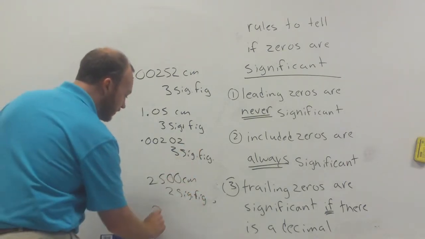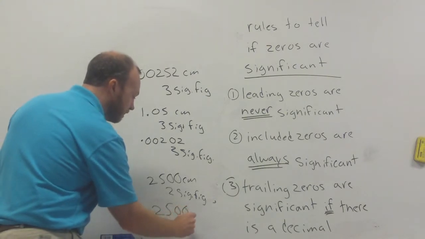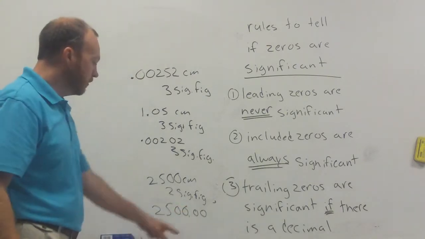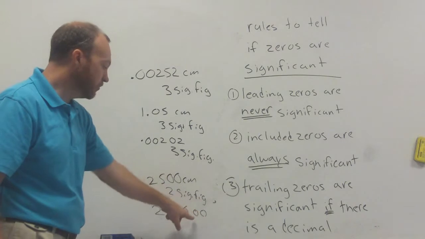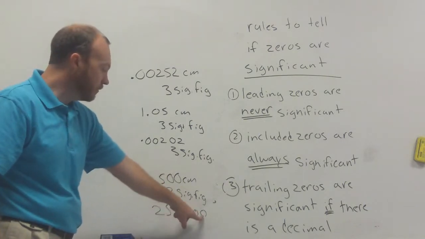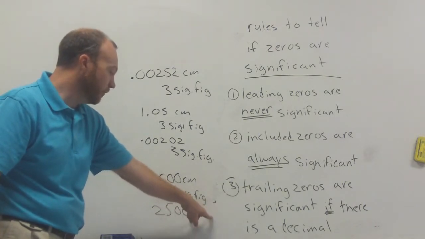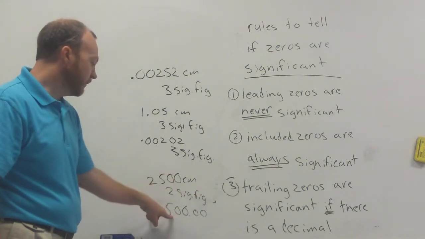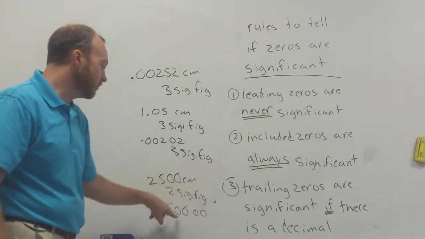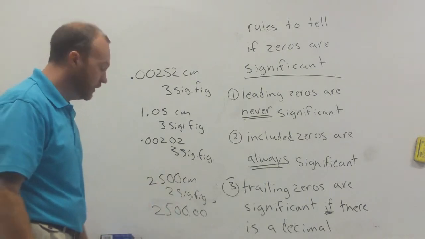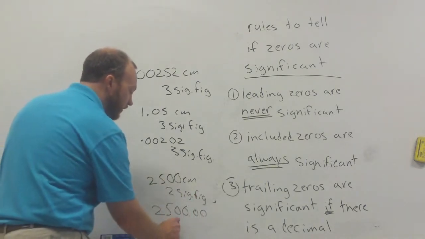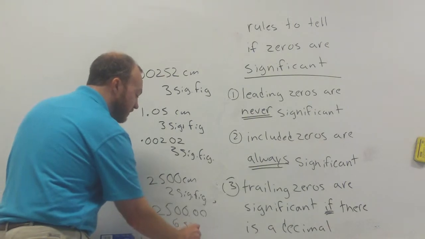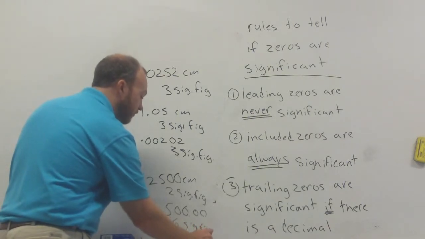Let's just change this oh so slightly. Now, there are zeros that are trailing, but there's a decimal. The only reason I would write those down is if I want you to count them. So I'm telling you these are significant. These are significant, and since these are between things that are significant, they're also significant. So every digit here is significant, so this has 6 significant figures.